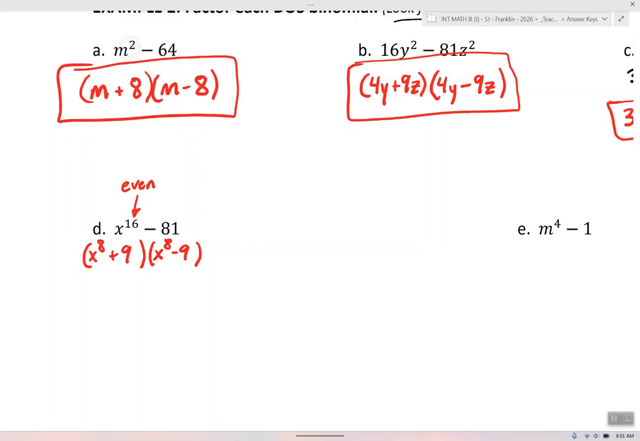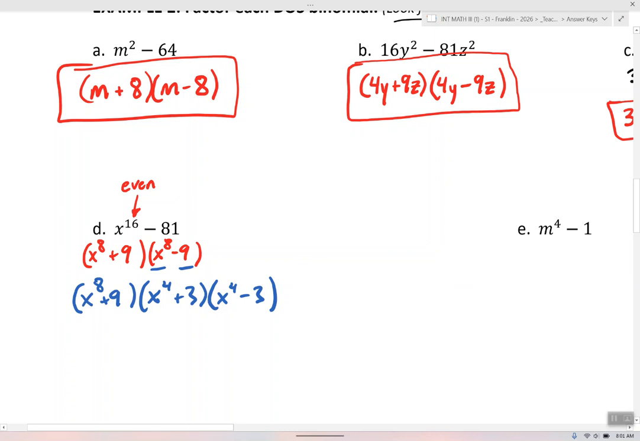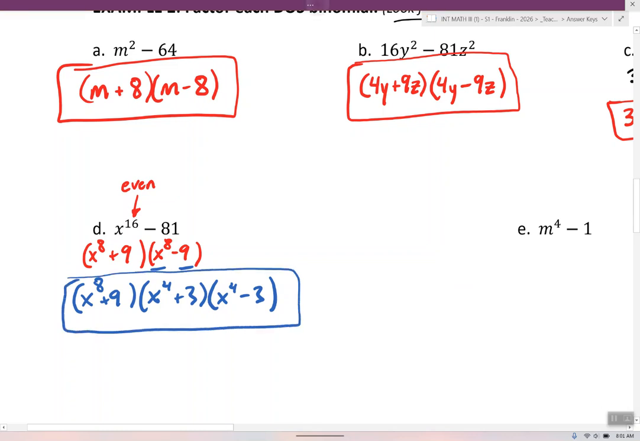And if we check that, these are also perfect squares. So our final answer, hopefully, is x to the 8th plus 9. That one didn't change. x to the 4th plus 3, and x to the 4th minus 3. And that is all there. Even though x to the 4th is a perfect square, 3 is not. So that is our final factored form there. Always a good idea to double check afterwards to make sure that you don't have another difference of squares that you can factor out.